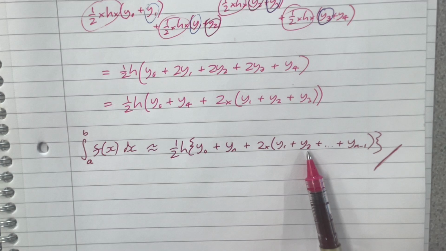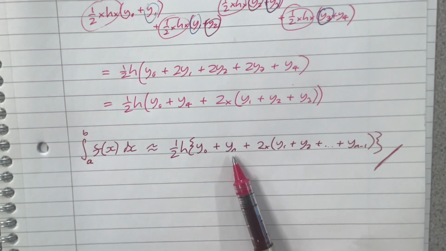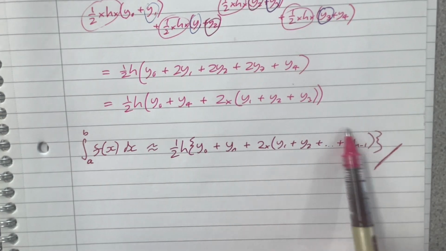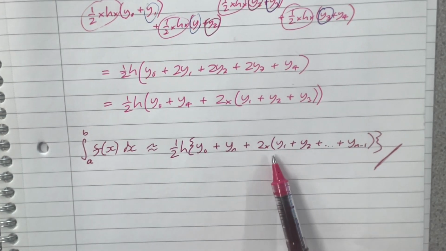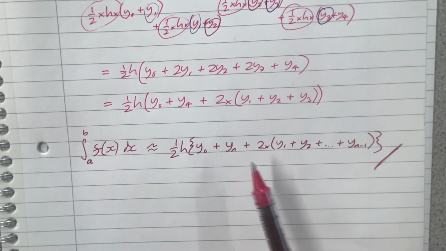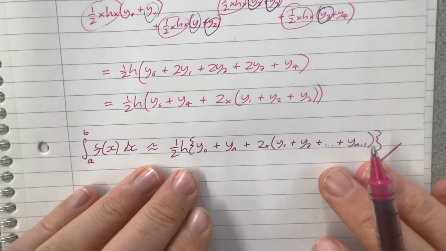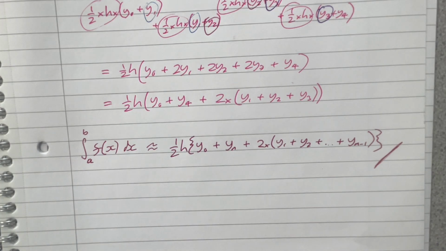Now I know it's got y2 here, but if n is 2, then actually y2 would be here, and the only one that would be in there would be y1. Okay, so just be careful with that. I know it says y2 there, but it could be out here if you're using 2 strips. Okay, but that's the formula, and that's what we're going to be using in this video.